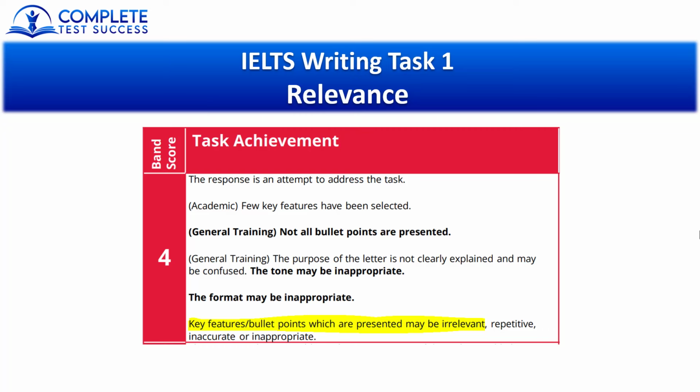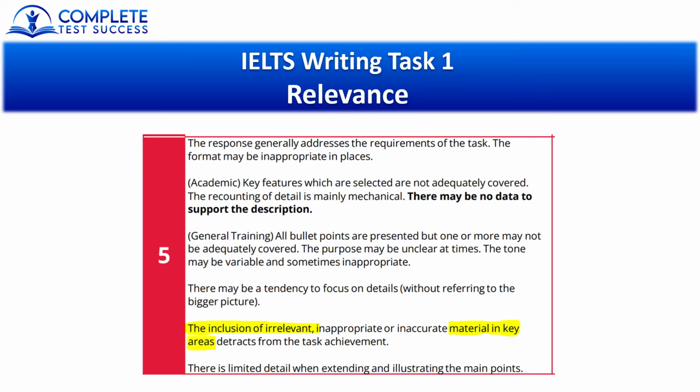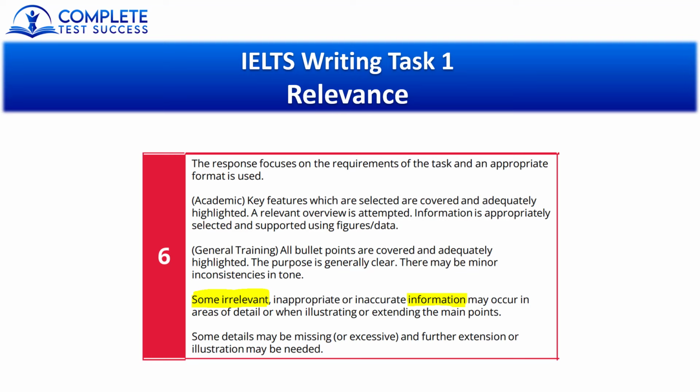So first of all, let's take a look at where you see this word relevance in the band descriptors. For a band 4, you can see it says key features or bullet points which are presented may be irrelevant. So that's the first place. For a band 5, it says the inclusion of irrelevant material in key areas detracts from the task achievement. For band 6, it says some irrelevant information may occur in areas of detail or when illustrating or extending the main points.